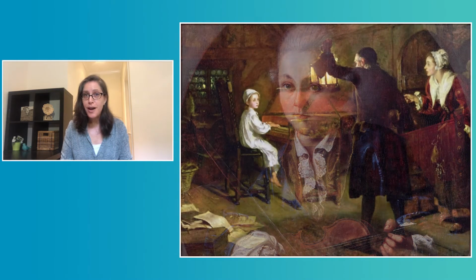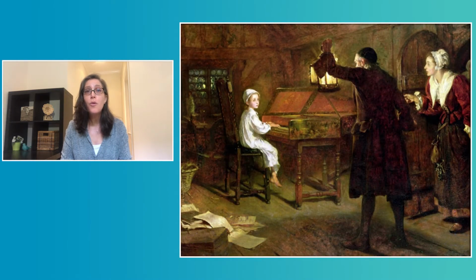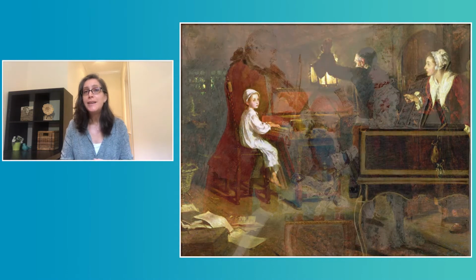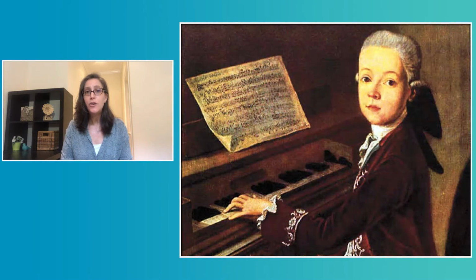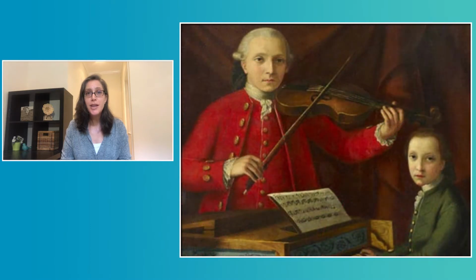This is when his father realized that Wolfgang was a genius, and from that moment on, he dedicated himself to the musical education of Wolfgang and his sister. He taught both of them how to play the piano and the violin, and when he noticed that Wolfgang was already writing his very own pieces, he began teaching him the art of composing.